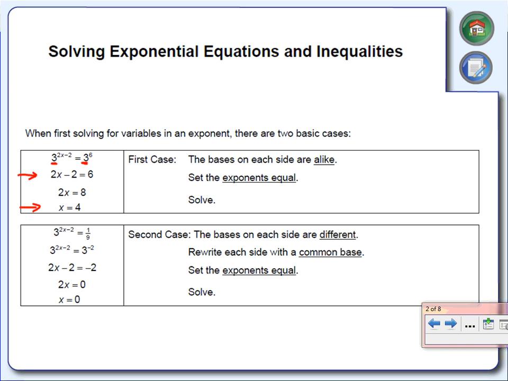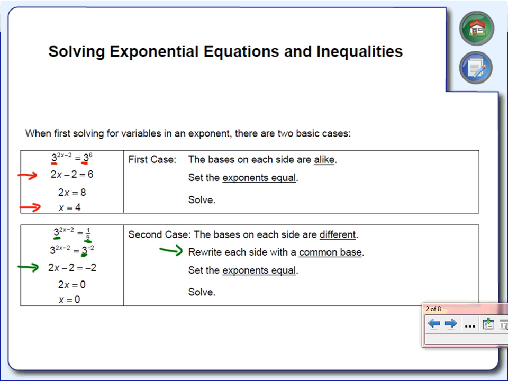Look at the second case, the second example here. Notice how the bases are not the same. Here I have a 3. Here I have a 1/9. Anytime the bases are different, you're going to have a little extra work. It says here you're going to have to rewrite each side so that you do have a common base. And that's what they did here. They took that 1/9 and rewrote it as 3 to the negative 2 power, because 3 to the negative 2 power is the same thing as a 1/9. And we'll talk more about that in a second. And now that it has a common base, now it's just like the first example. We can take the two exponents, set them equal to each other, and solve.